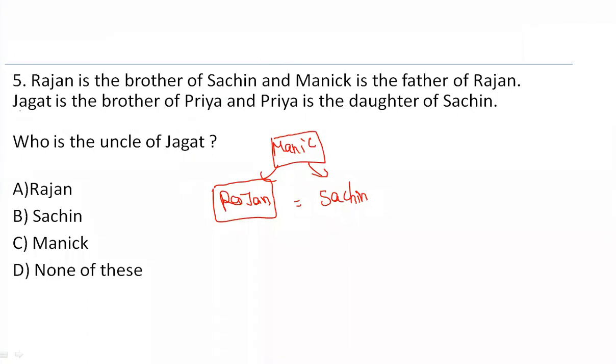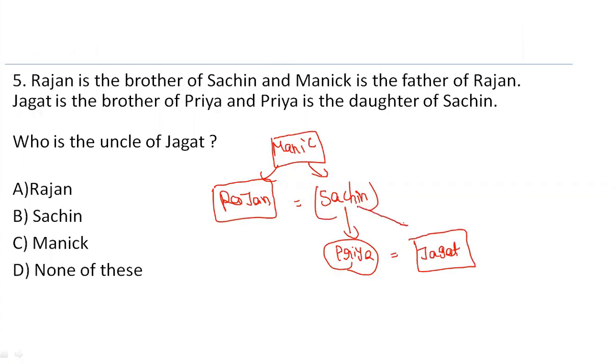Okay. So Jagat is the brother of Priya and Priya is the daughter of Sachin. So Priya is the daughter of Sachin, and Priya will be coming here. Next, Jagat is the brother of Priya, so Jagat will be coming here. So Sachin, basically you can take Sachin as a boy. That means Sachin will be the father to Priya and Jagat, or otherwise simply you can take Sachin as the parent, because we can't confirm the gender of a person by name.